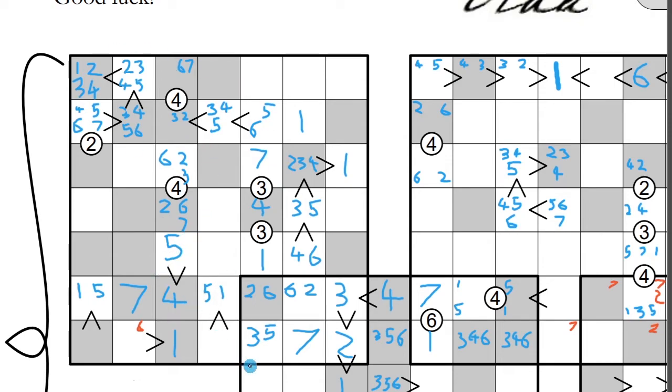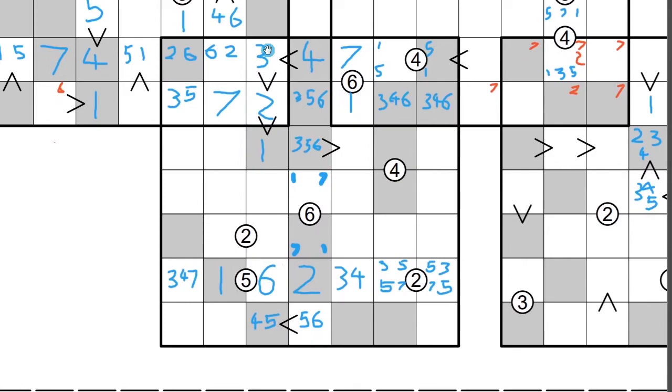Is there another X-wing I can do somewhere, maybe? So I've got a five here and a five here. Five there, five there. There's also a five there, so no. That breaks that. Also, that's a potential five as well. Two and six. Nope. One. Nope. Three, three, three, three.